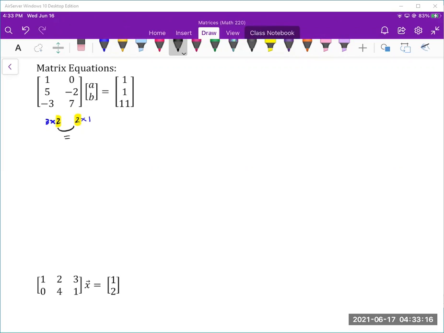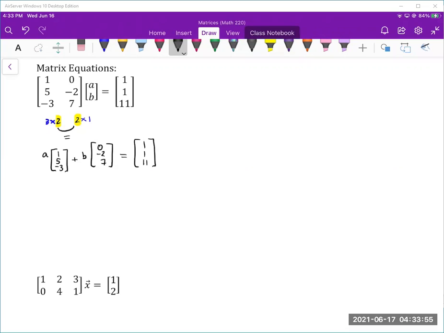So let's calculate the matrix vector product that we see here. We have A times 1, 5, negative 3, so A times the first column plus B times the second column. And we know what this is equal to, right? This is equal to 1, 1, 11. Now we've seen this kind of problem before. In order to find A and B, these unknowns, this corresponds to a system, of course.